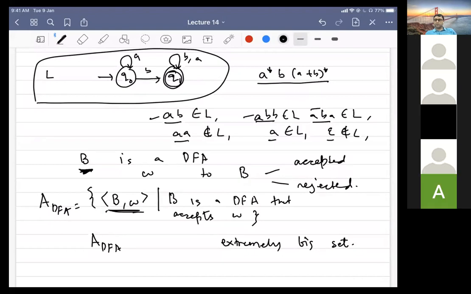Sir, so the elements of this set will be the pair of DFA and the strings it accepts? Yes. For every string that a DFA accepts, it will create a pair with that string, and we will have the encoding of that DFA and that string. So even for one simple DFA, you would have infinitely many elements in the set. And since there are infinitely many DFAs, there are infinitely many elements in the set, right? For every DFA, there are infinitely many strings which it can accept. So this is an extremely big set.